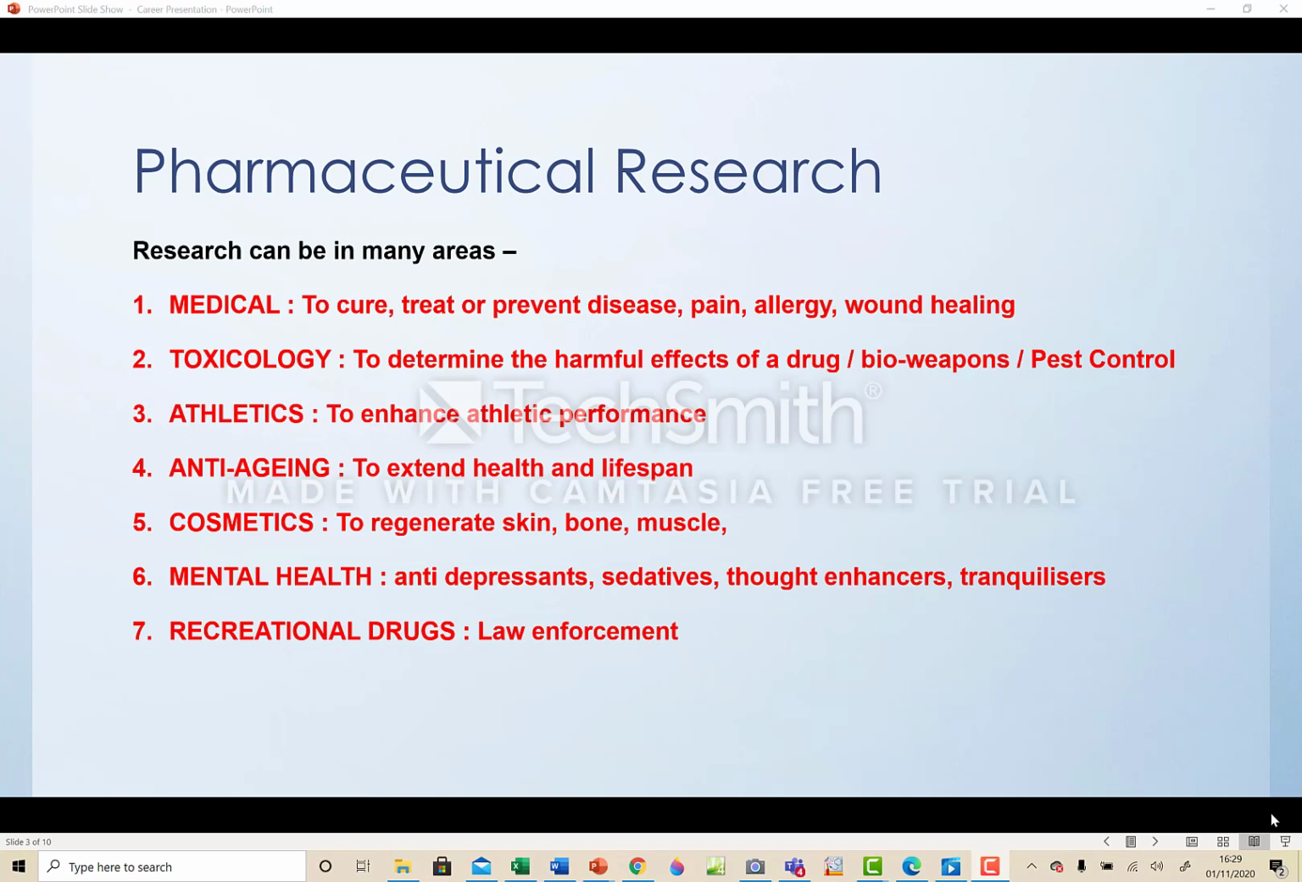Also, in cosmetics, one of the targets is to regenerate the body so people can have an extended youthful appearance by learning to use drugs to regenerate hair, skin, bone, and muscle. So there are many applications of pharmaceutical research which are of great interest.